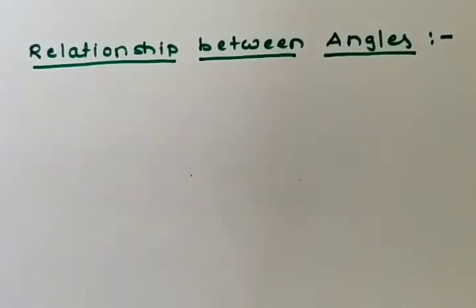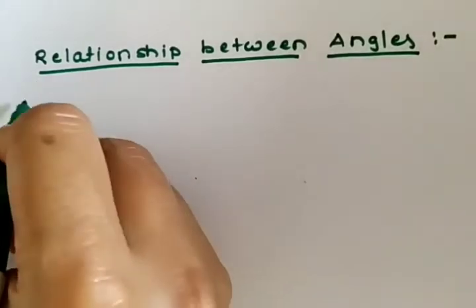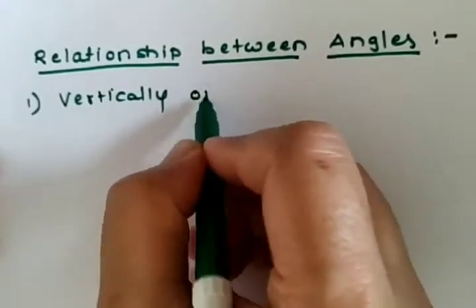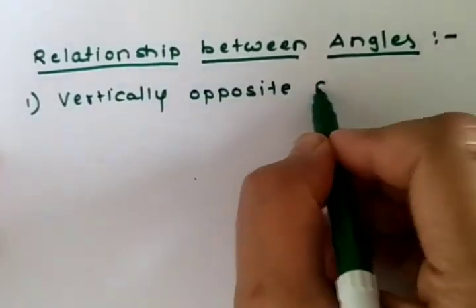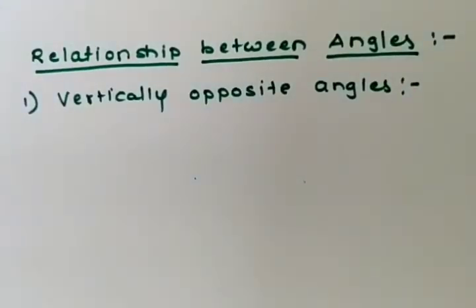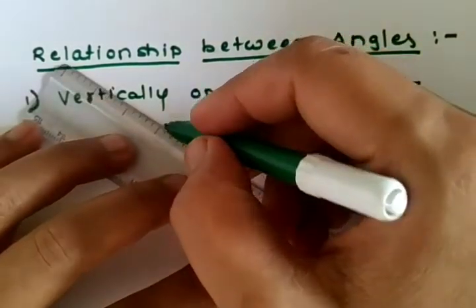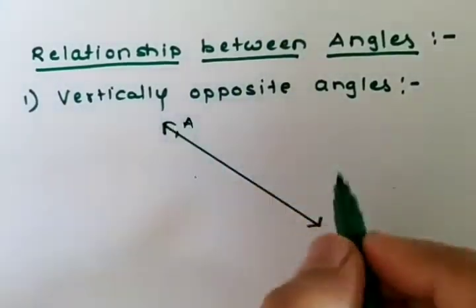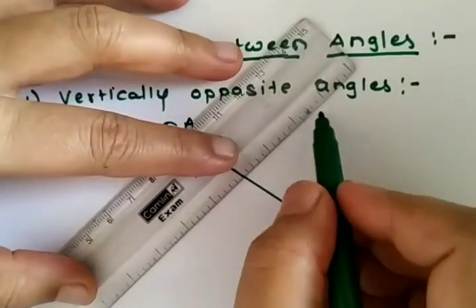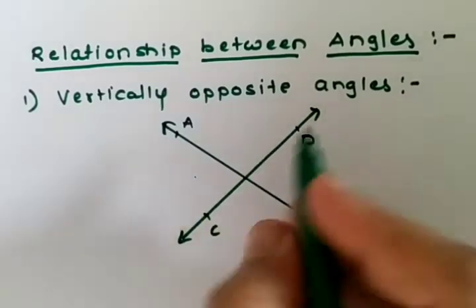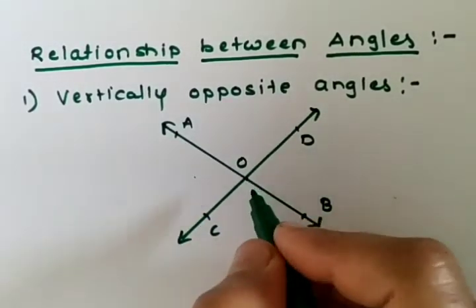We'll talk about the first type of pair of angles, that is vertically opposite angles. So in the last video I showed you how to draw intersecting lines. By that same way we'll draw two intersecting lines. You can see over here, I'll name the first line AB, and our second line, suppose this is CD, and this is the point of intersection. I'll denote it as O.